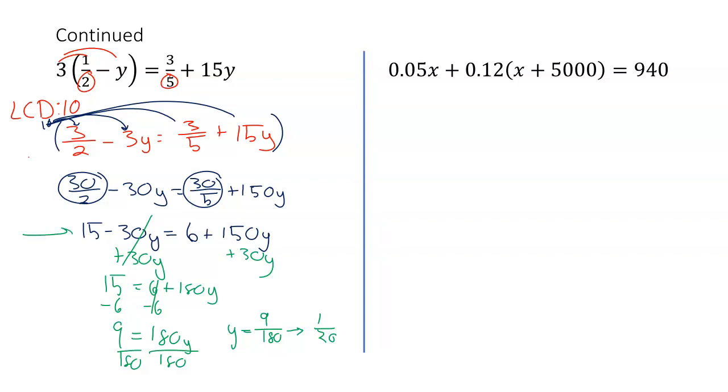Much less painful to solve when we don't have fractions anymore. You can still do it. You'll still get 1/20. It's just going to take you a little longer.